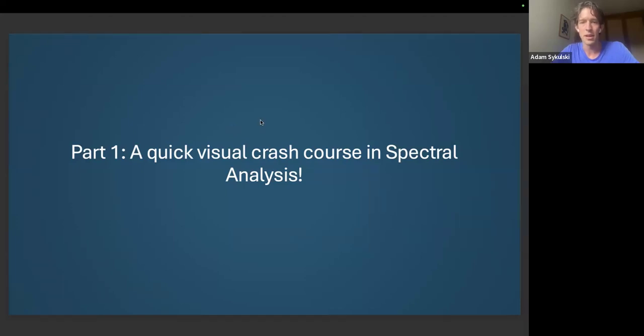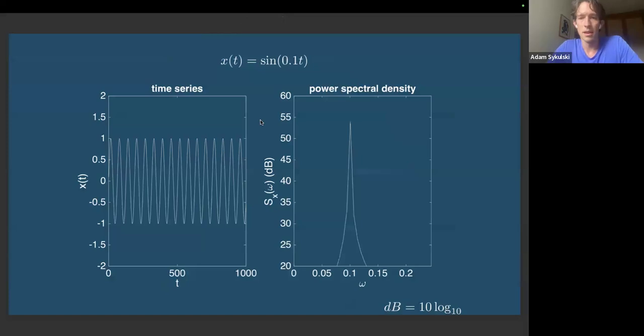The basic idea can be visually illustrated like this. Imagine a time series which is just a sinusoid that's oscillating with time, but with some period or some frequency. In this case, it's sine 0.1t. So our time series looks like it looks here on the left.